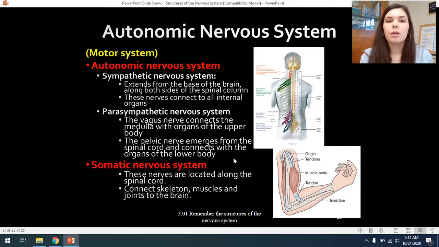And the last slide that we're going to be talking about today is your autonomic nervous system, and this is your motor system. So remember, autonomic means things that happen automatically on their own, and this system does break into the sympathetic versus parasympathetic. Remember that sympathetic is fight or flight, parasympathetic is rest and digest, and then your somatic nervous system is the nerves that are located along the spinal cord, and they help connect your skeleton, your muscles, and the joints of your brain.